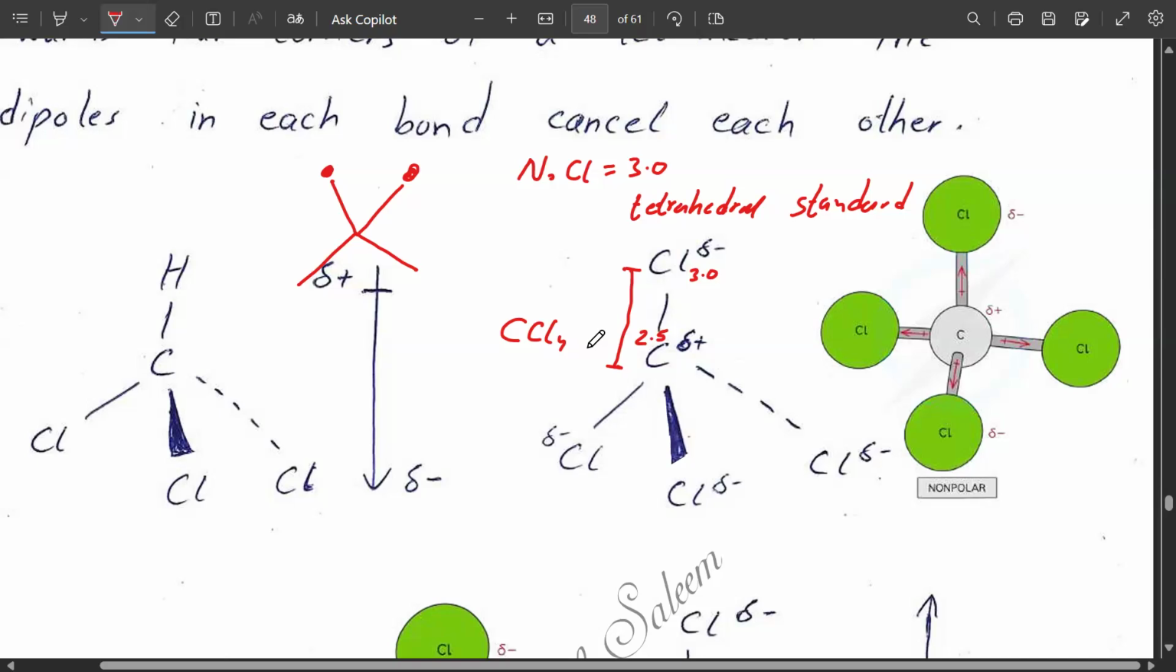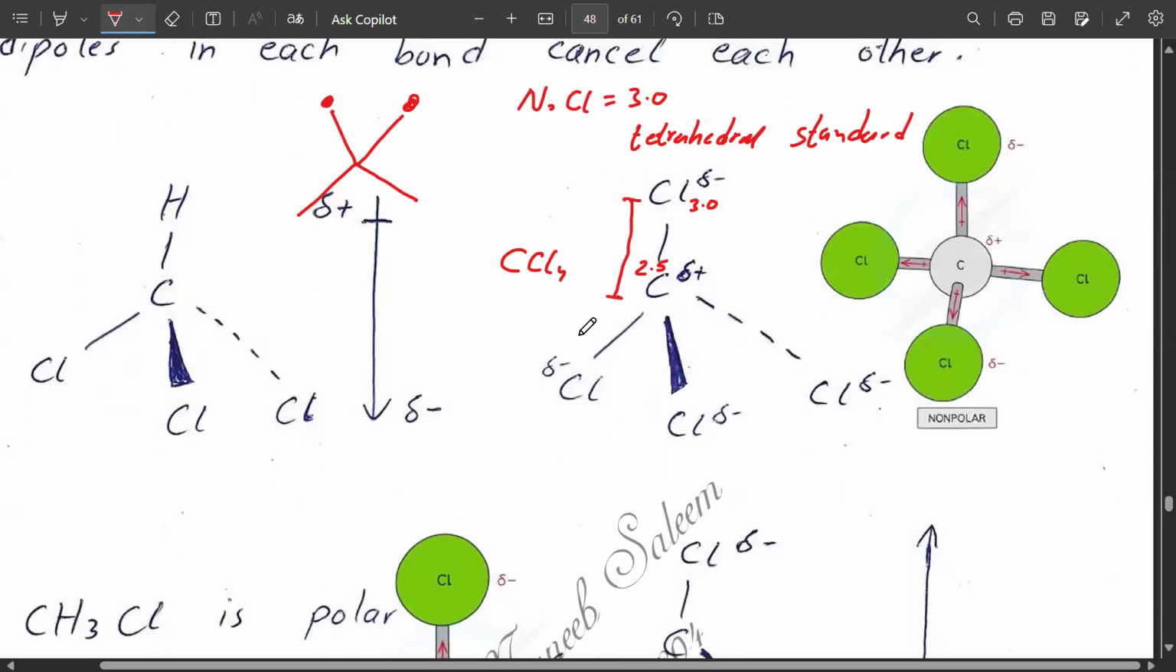Is it clear to both of you? Are you getting the point? Yes. Yes. So, all right. So that's why this molecule is a non-polar molecule.